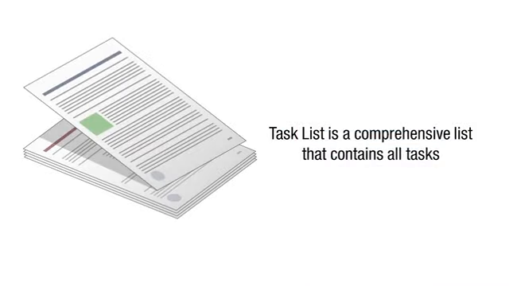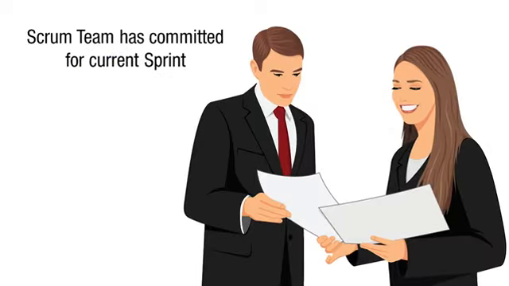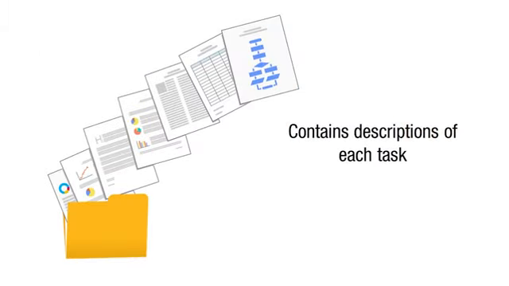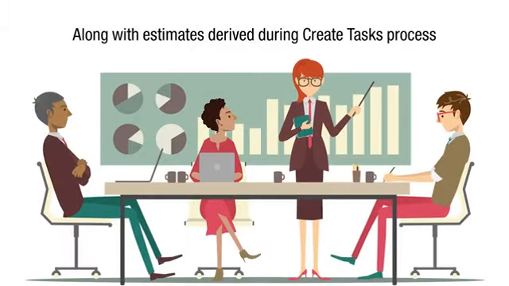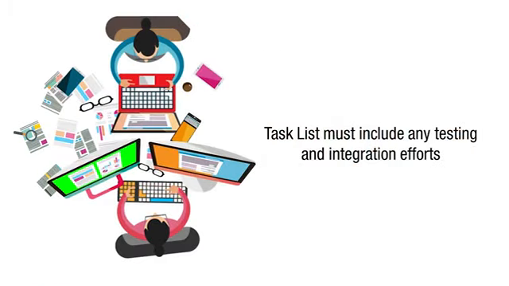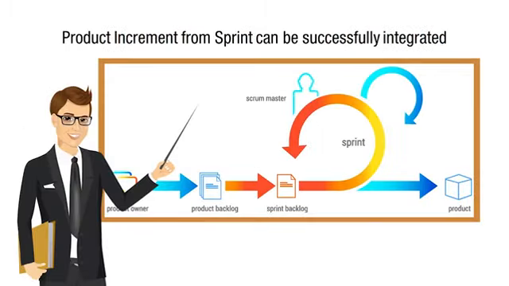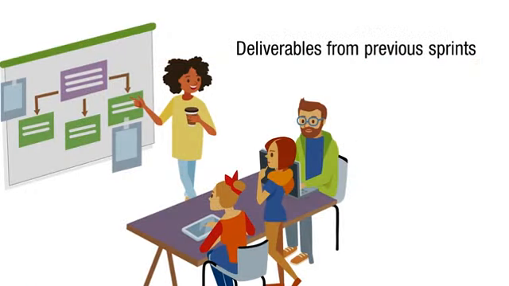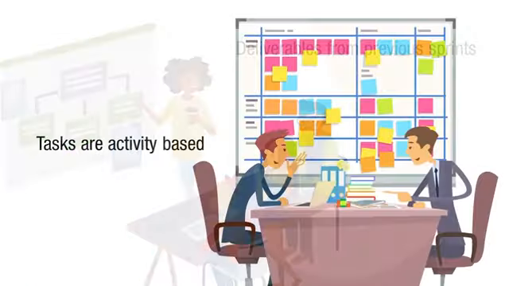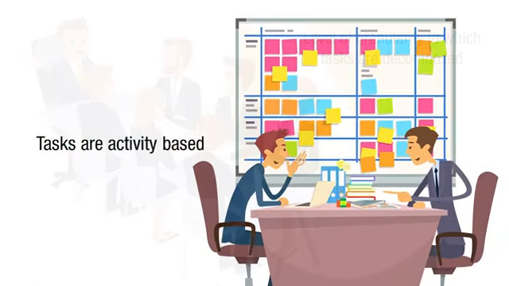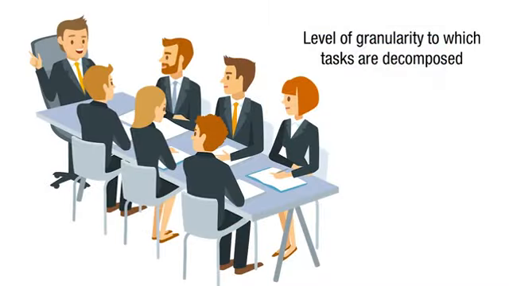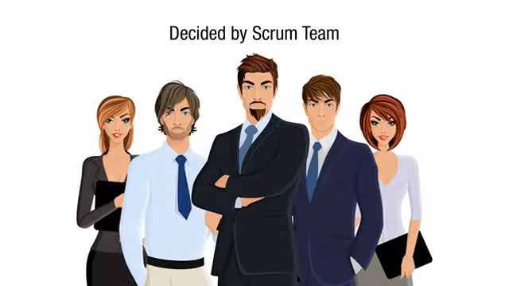The task list is a comprehensive list that contains all the tasks to which the Scrum team has committed for the current sprint. It contains a description of each task along with estimates derived during the create task process. The task list must include any testing and integration efforts so that the product increment from the sprint can be successfully integrated into the deliverables from previous sprints. Even though tasks are often activity-based, the level of granularity to which the tasks are decomposed is decided by the Scrum team.